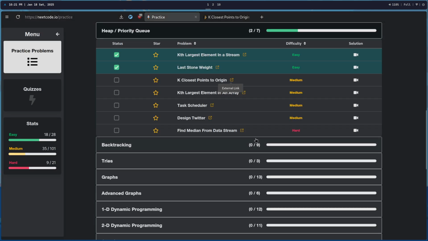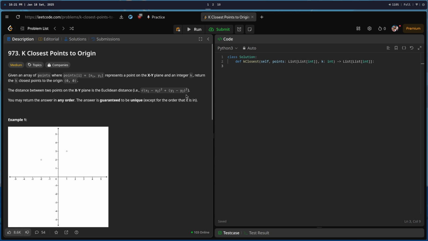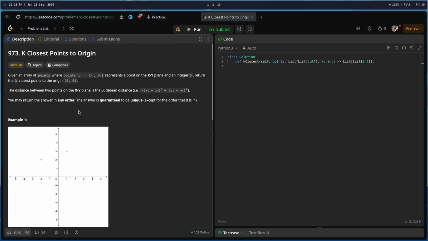But yeah, I don't have much time today, so I'm gonna just try to do this LeetCode problem. Hopefully I can solve it. I've never solved this problem before, so let's see. Given an array of points, where points is like a tuple of xy coordinates, return the k closest points to the origin 0, 0. The distance between two points is the Euclidean distance. You may return the answer in any order. The answer is going to be unique.